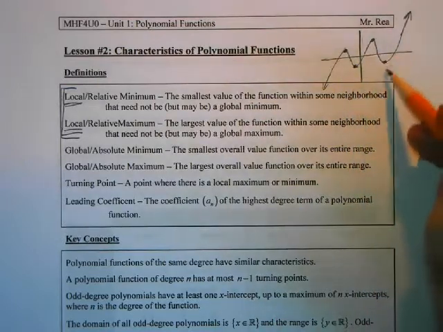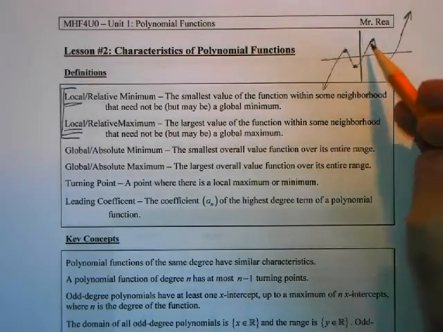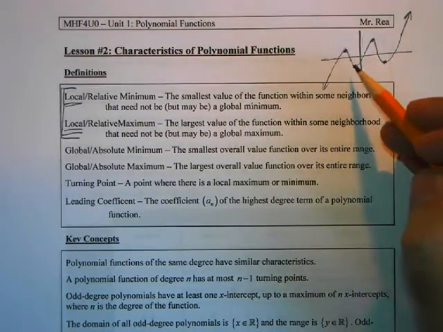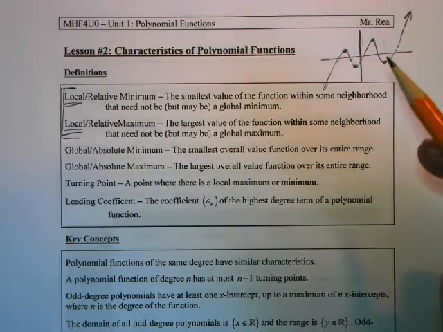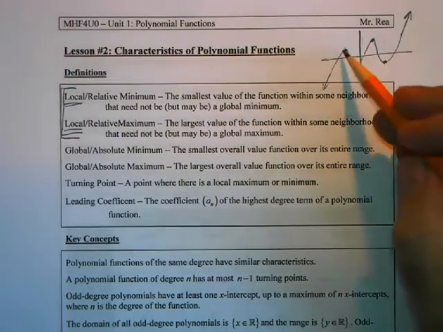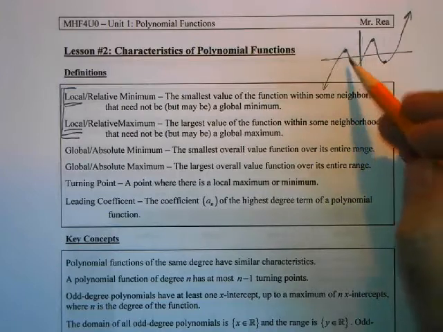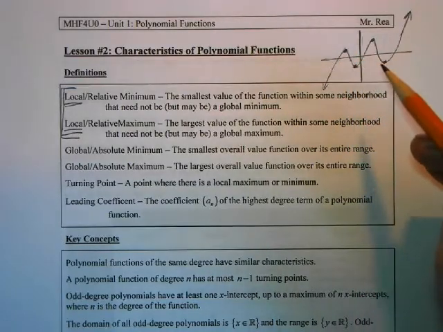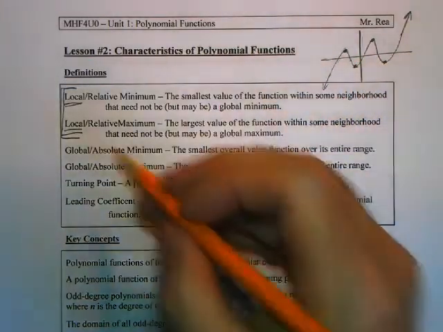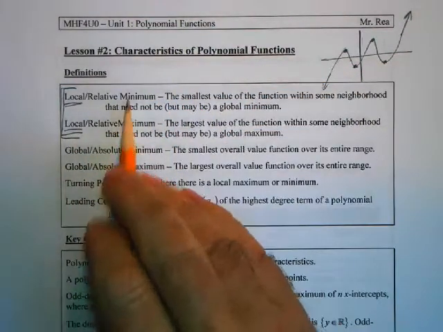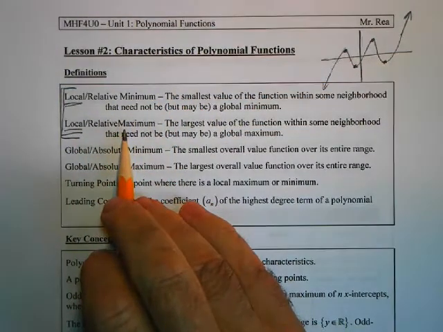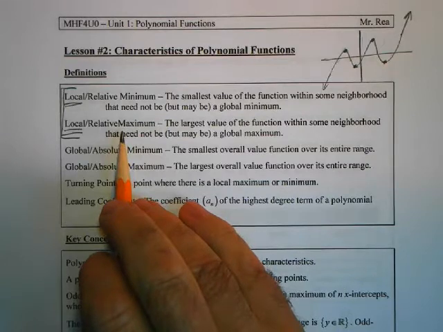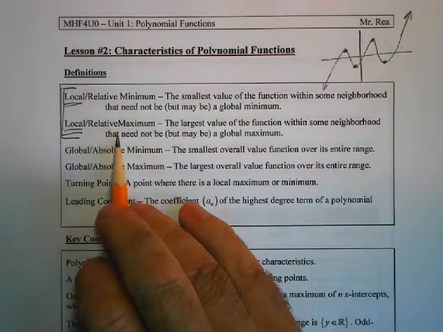So anytime it changes direction within the function from positive to negative or negative to positive, we actually have a name for those. Those are turning points, but each turning point is either going to be a local min or a local max. Okay, so that's kind of new for these polynomial functions. We didn't have these with quadratics, and certainly not with lines.